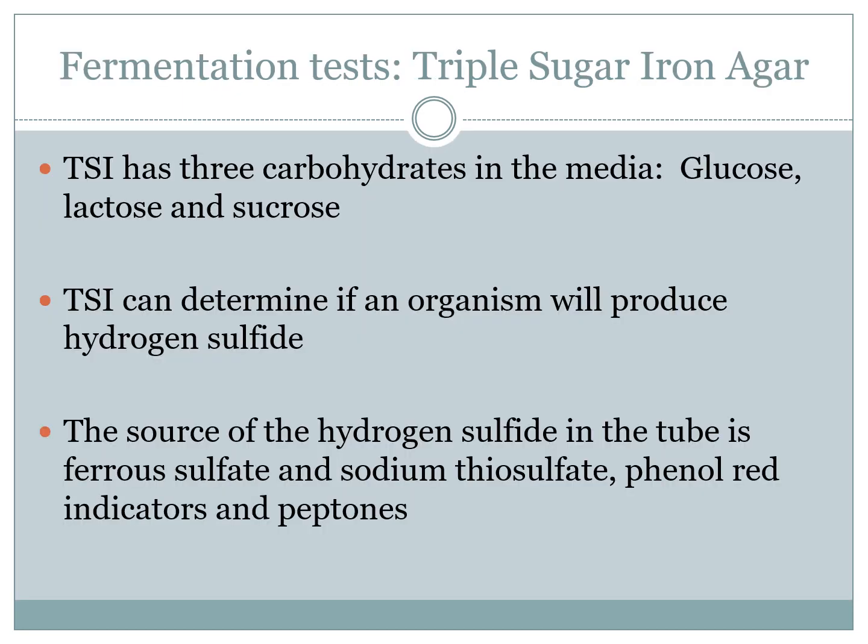Not only can we evaluate fermentation of different carbohydrates on plate medias, we can also determine the sugars that have been fermented on a tube media known as triple sugar iron agar. Triple sugar iron agar has 3 carbohydrates in the media: glucose, lactose, and sucrose. And we can determine if an organism produces hydrogen sulfide on TSI as well. The source of the hydrogen sulfide in the tube is ferrous sulfate and sodium thiosulfate, phenol red indicators, and peptones. So let me show you in the next slide what these TSI reactions will look like depending on which sugar is being fermented and what it'll look like if there's H2S production.